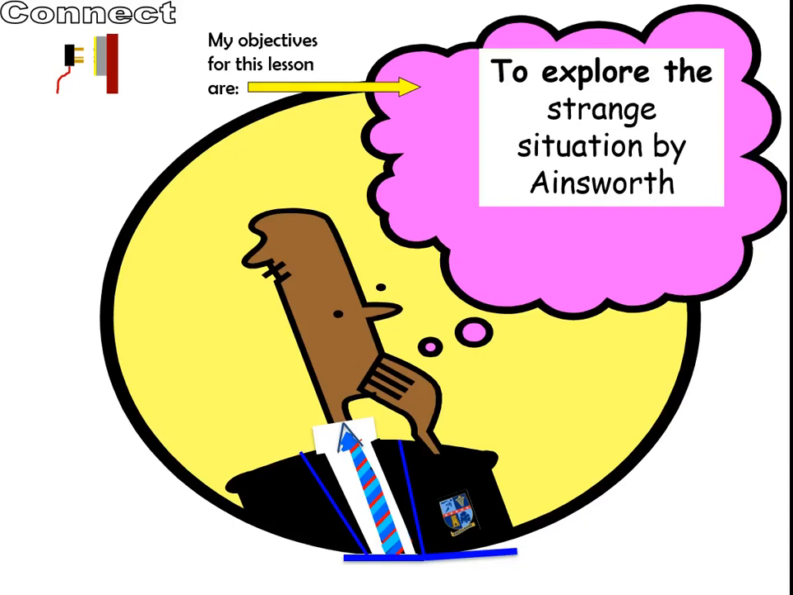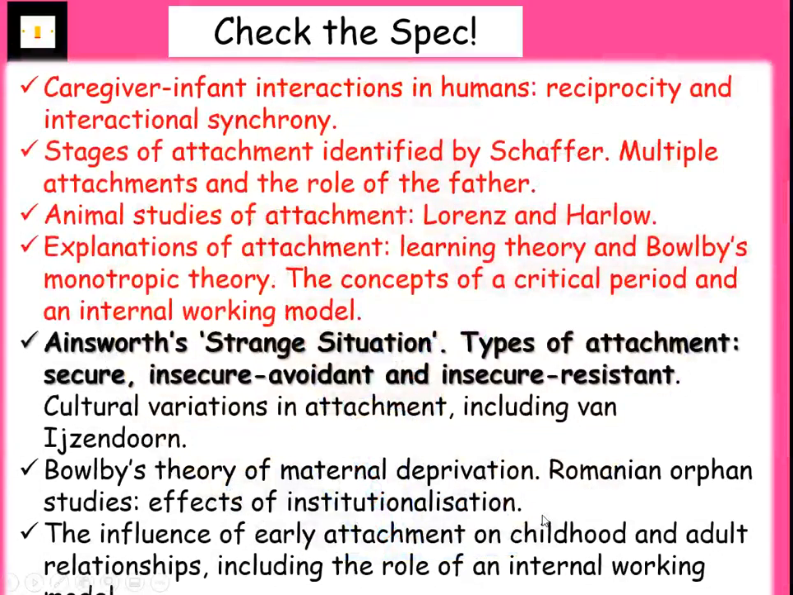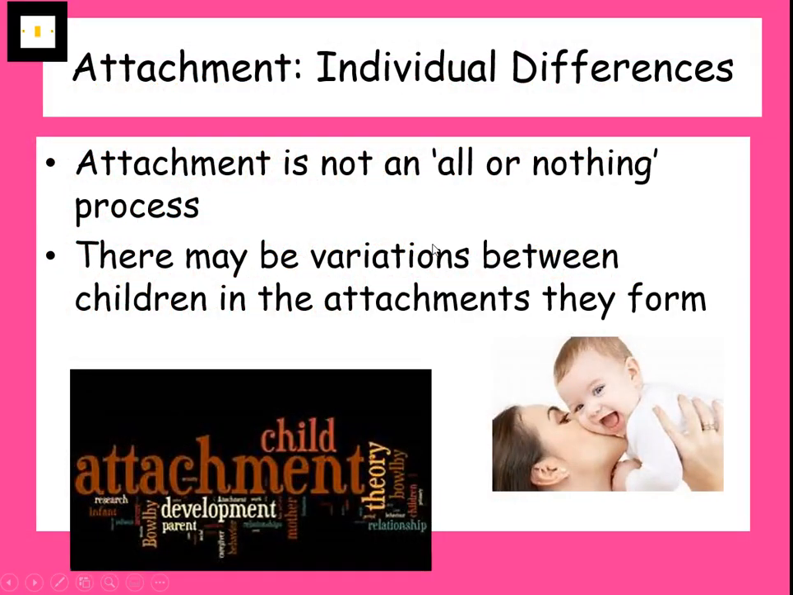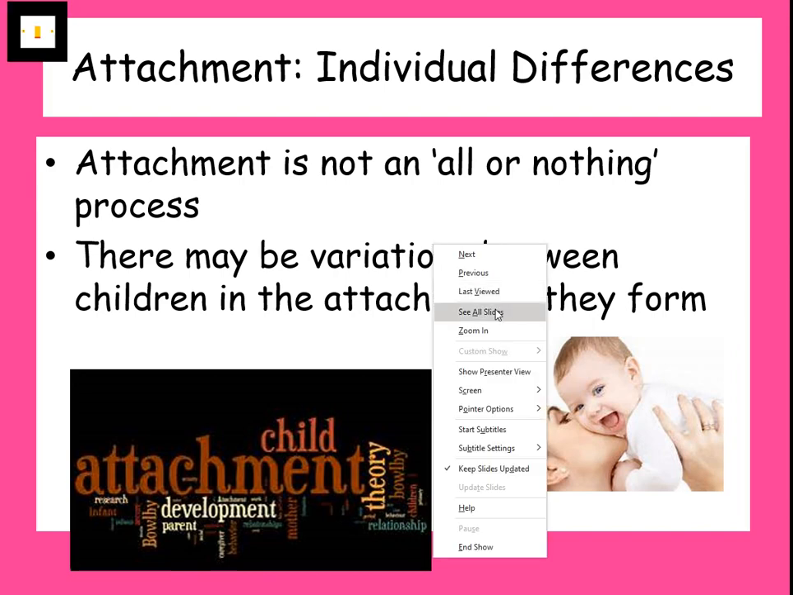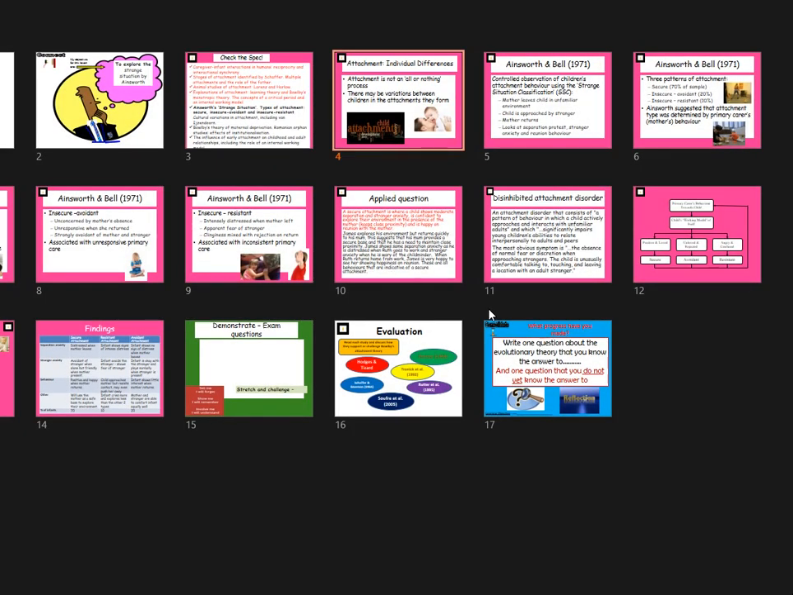And a continuation of looking at The Strange Situation by Mary Ainsworth. So just to pick up on yesterday, make it clear that we're looking at this part of the specification: Ainsworth's Strange Situation, types of attachment, secure, insecure avoidant and insecure resistant. So yesterday we went through some of this PowerPoint and I tried to outline the different attachment types.